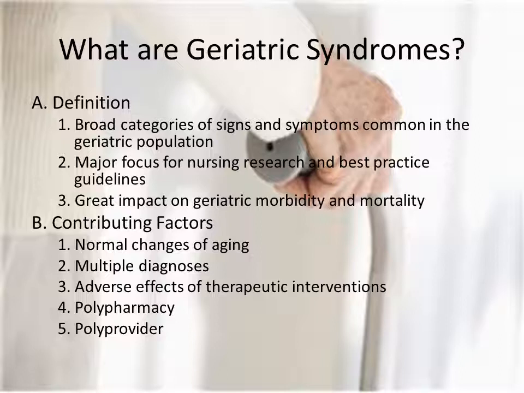So, like I talked about before, contributing factors are normal aging, multiple diagnoses, and adverse effects of therapeutic interventions. Perhaps they are having side effects of medication they're on. Maybe they have too many medications. They have polypharmacy. They're on many meds that are counter-effective. Or there's another instance that we have, polyprovider, where they're going to a number of physicians or healthcare providers getting conflicting advice, and they're taking too much medication, and they're doing things that are counterproductive.